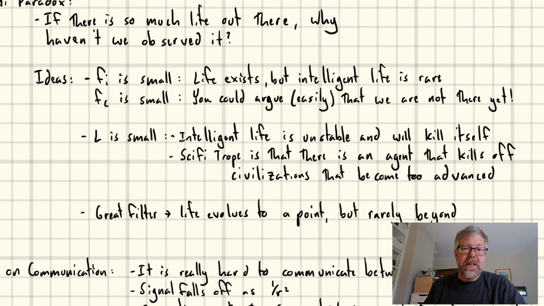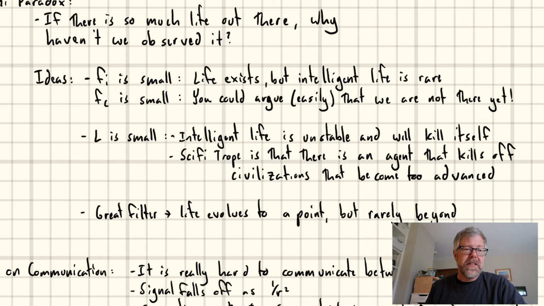L could also be quite small, so intelligent life could be quite unstable, and it might kill itself off. So we reach the point where we can do genetic manipulation and then we just destroy society. Or we reach the point where we discover nuclear power and we destroy society. There are all sorts of these technological leaps that are potentially devastating for civilizations. And it could be that that's what happens to many civilizations.